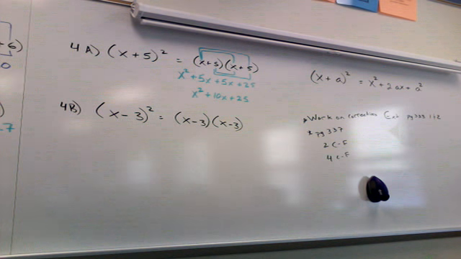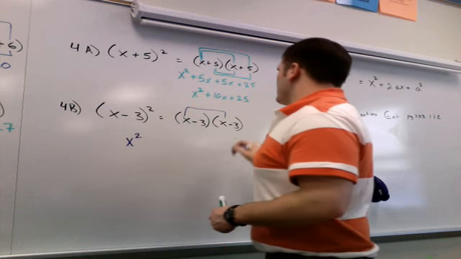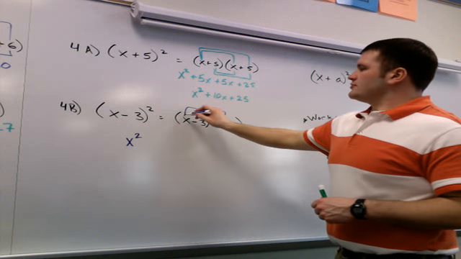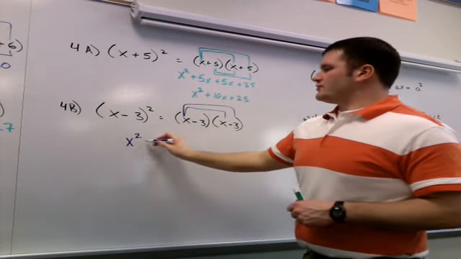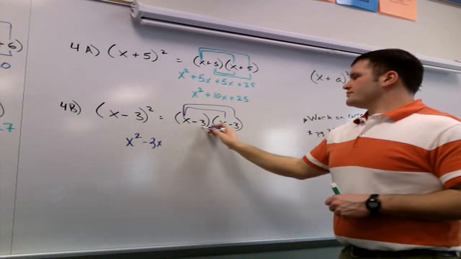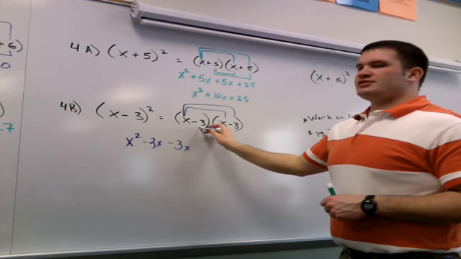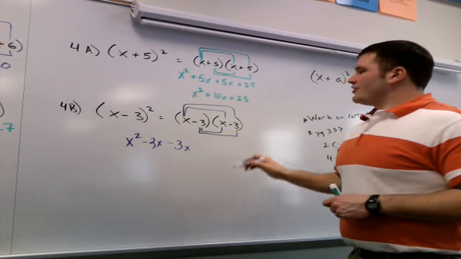How are we doing? Good? Okay, so for 4b, what are my firsts? x and x. What does that give me? x squared. What are my outsides? x and negative 3, which gives me negative 3x. Good. What are my insides? Also negative 3x. And my lasts? Negative 3 and negative 3.